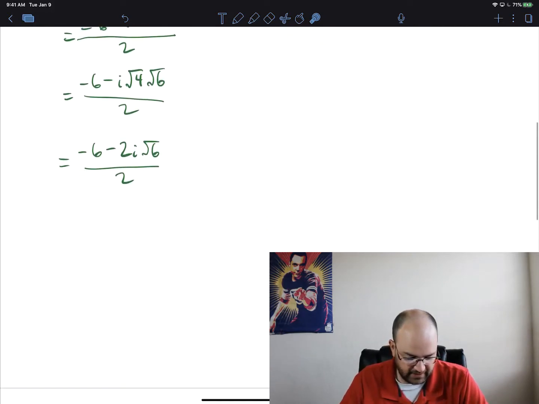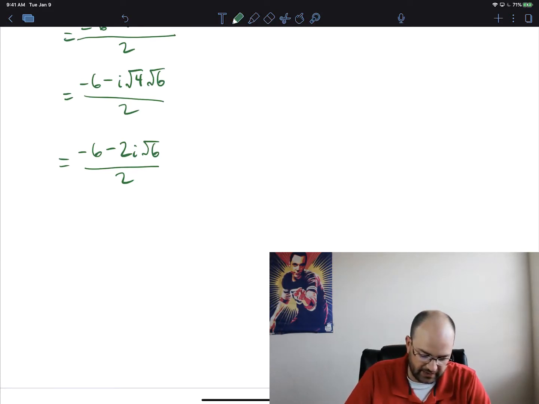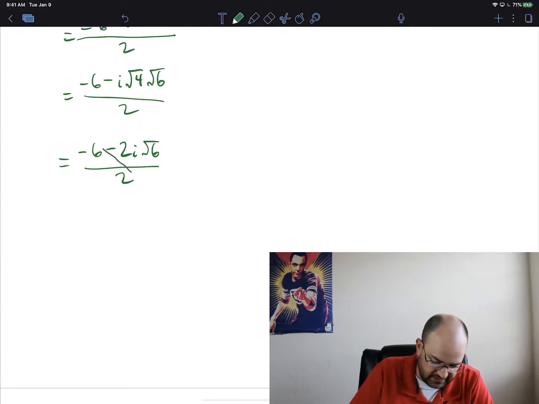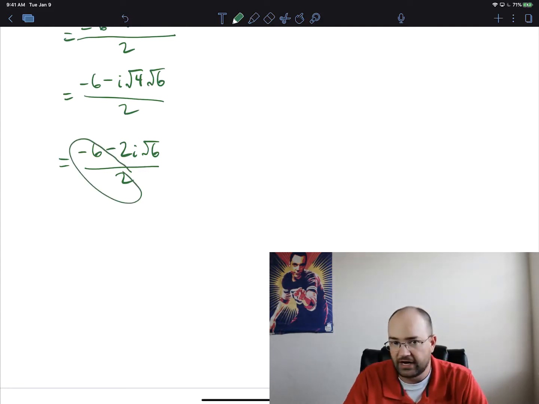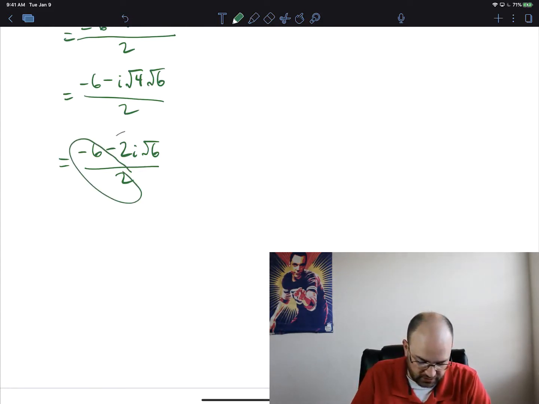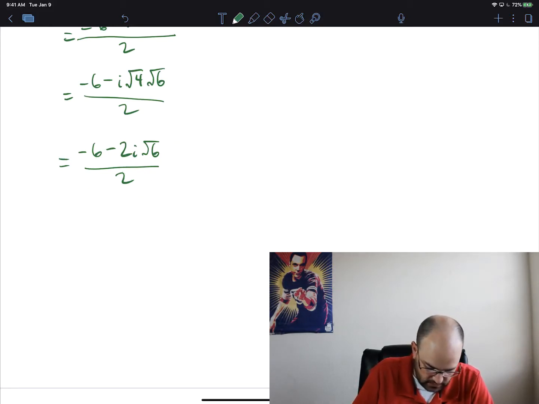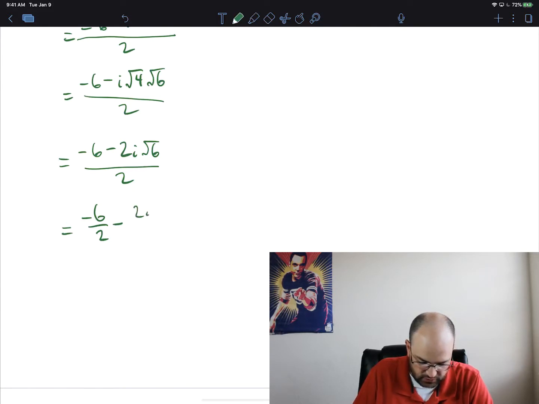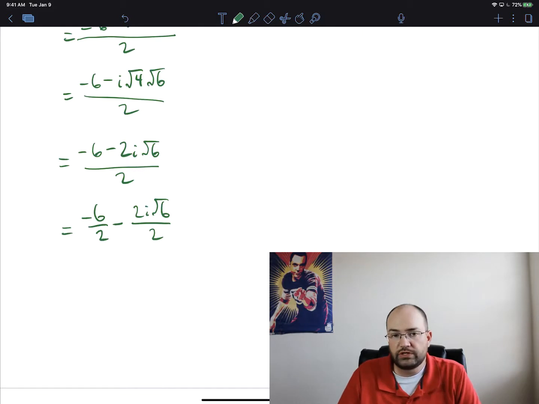Now we need to simplify this expression. This expression can be simplified easiest by breaking this up into two separate fractions, because you should be able to see this as two separate fractions. Here's a fraction, and here's a fraction. This will give me negative 6 over 2, and then this minus here gives me a minus, and then 2i square root of 6 all over 2. And at this point, we just simplify.